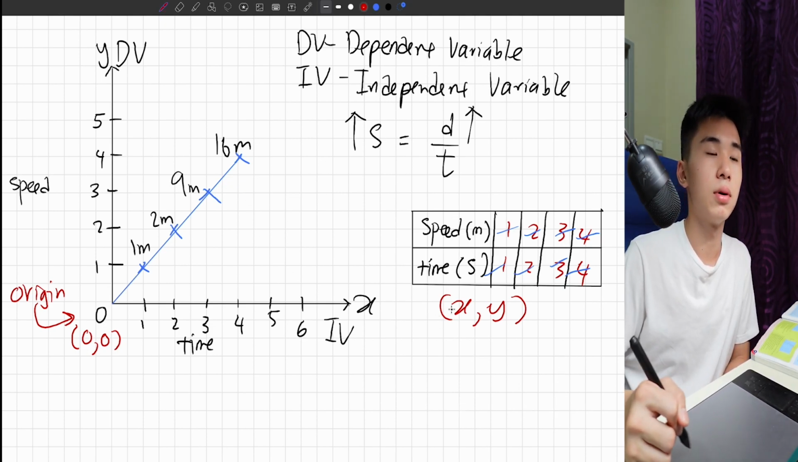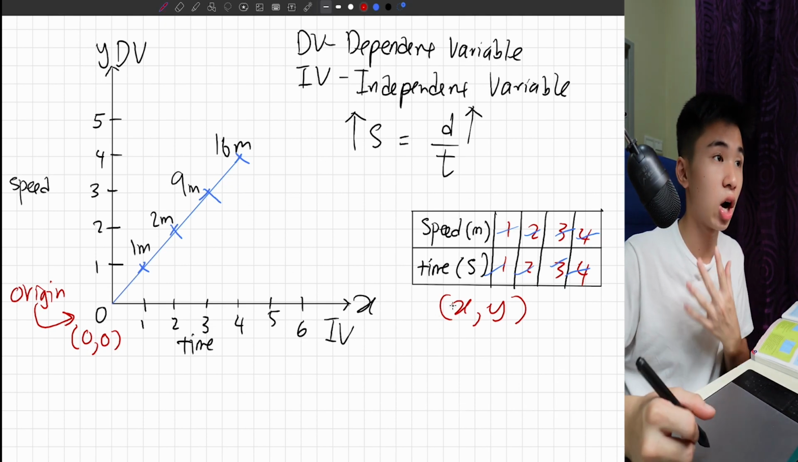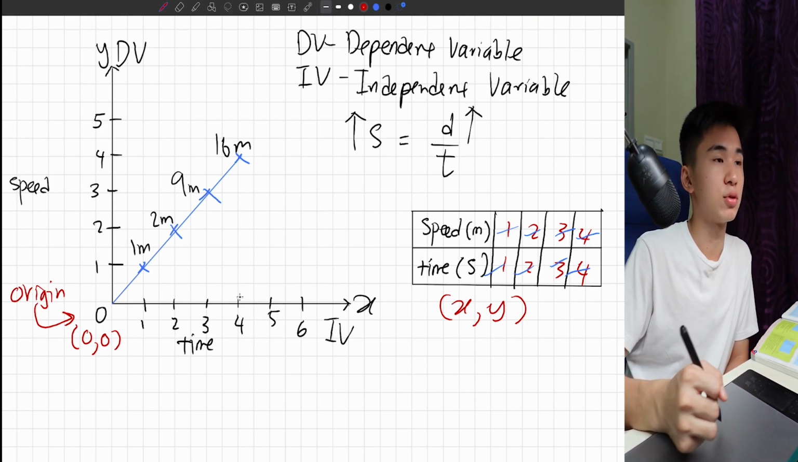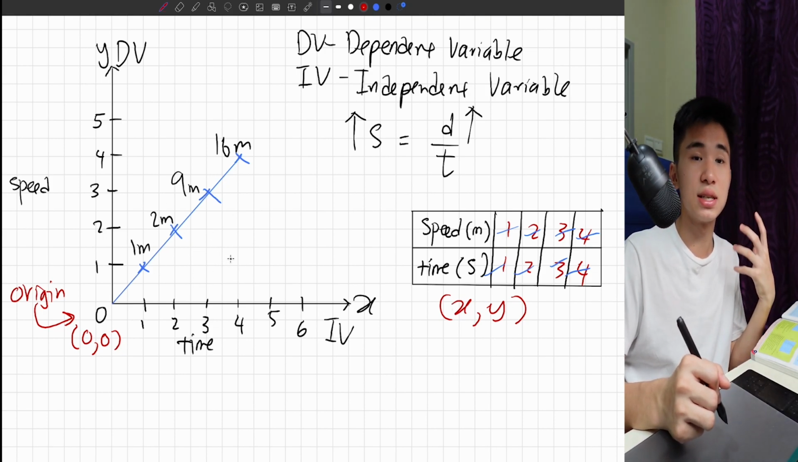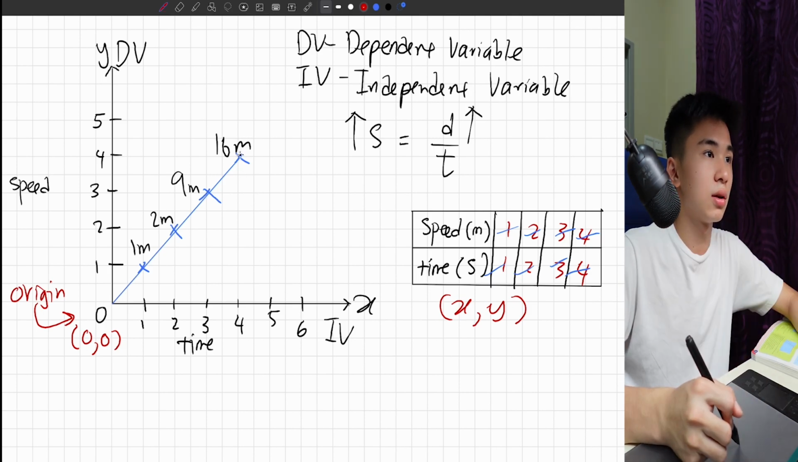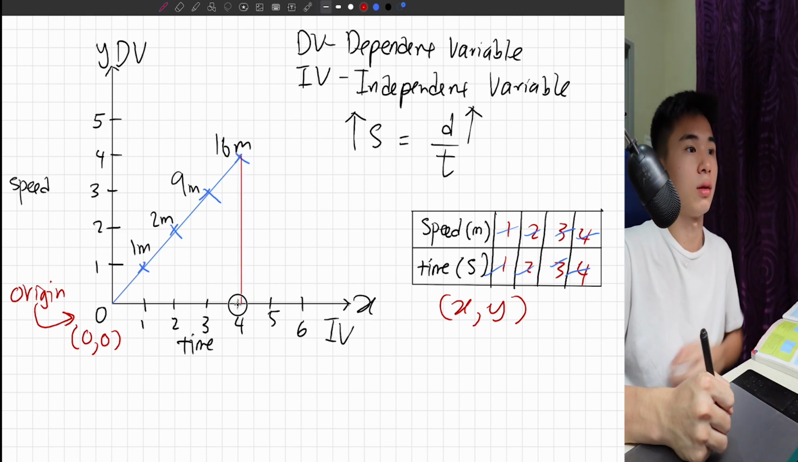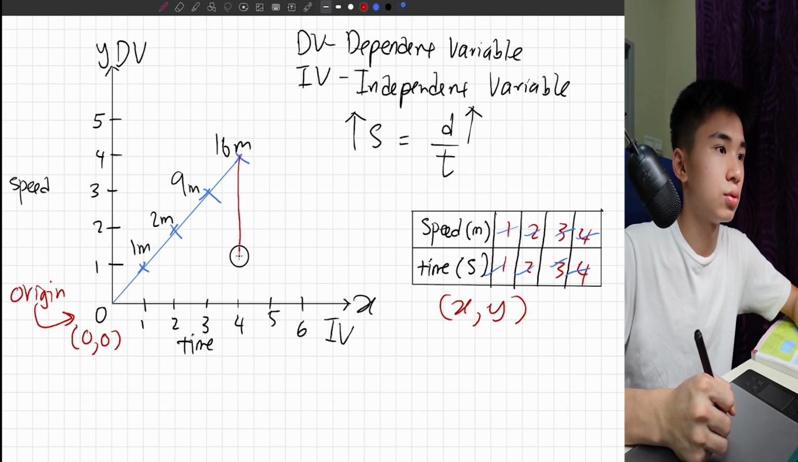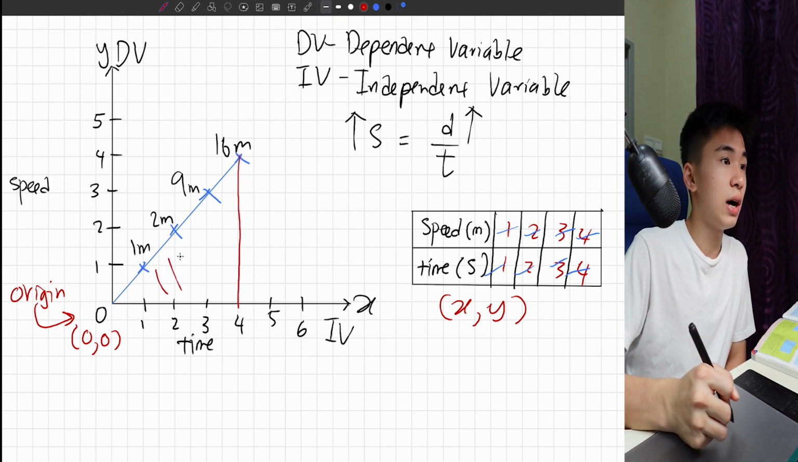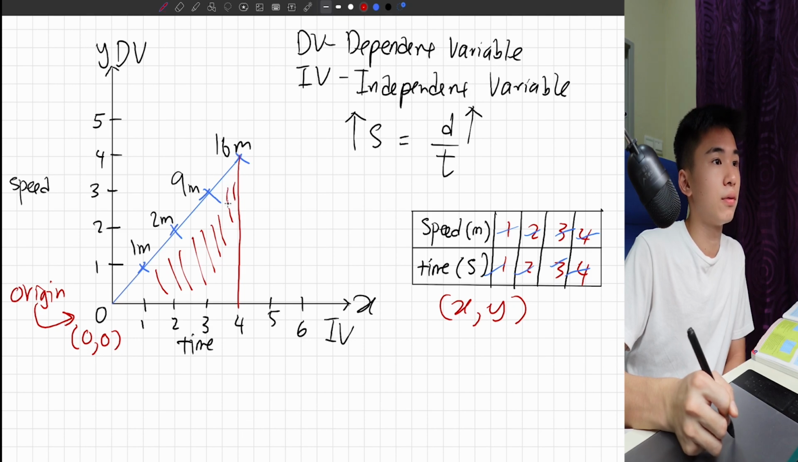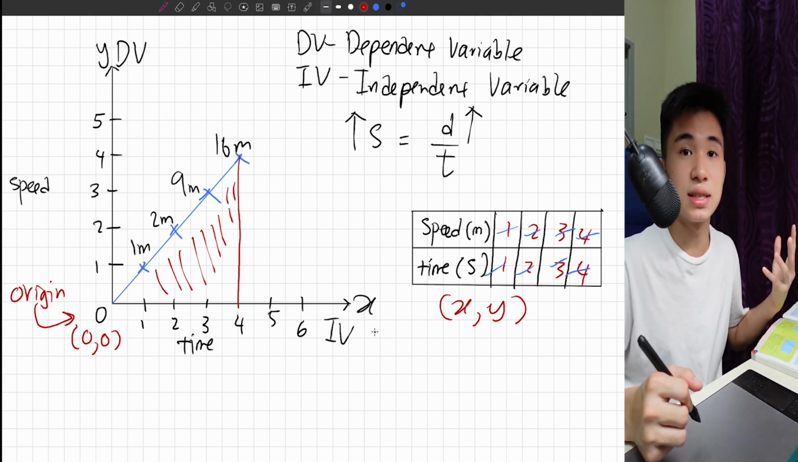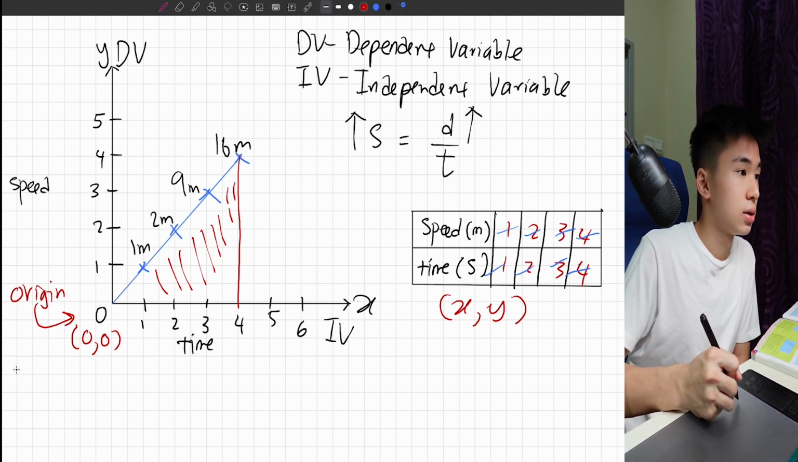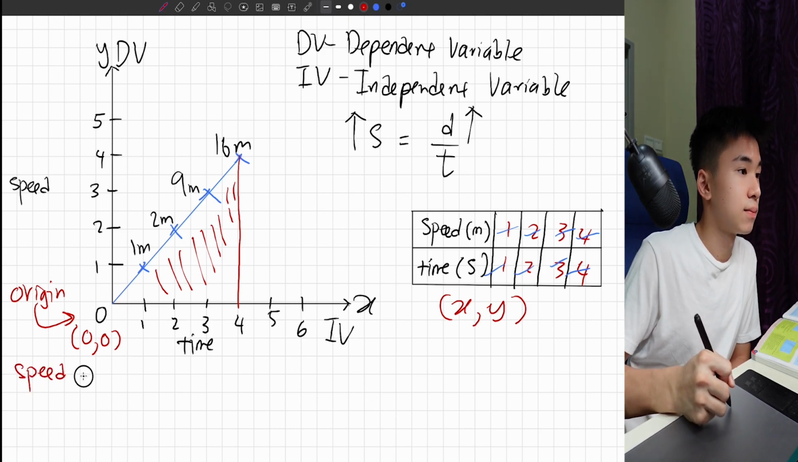Right now, this table represents a car. If we want to find the total distance traveled by this car, it's the area under this line, this graph. I'm just going to shade it like this. So the area under this line, this graph, equals the total distance traveled by the car. So that is the speed time graph.